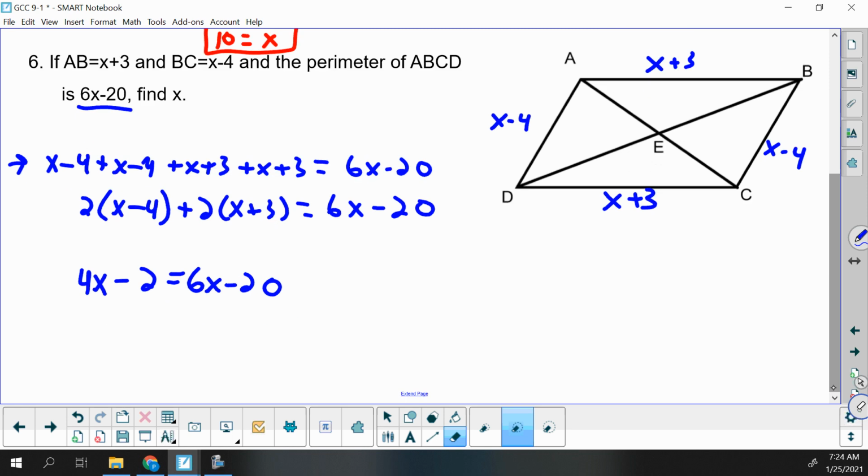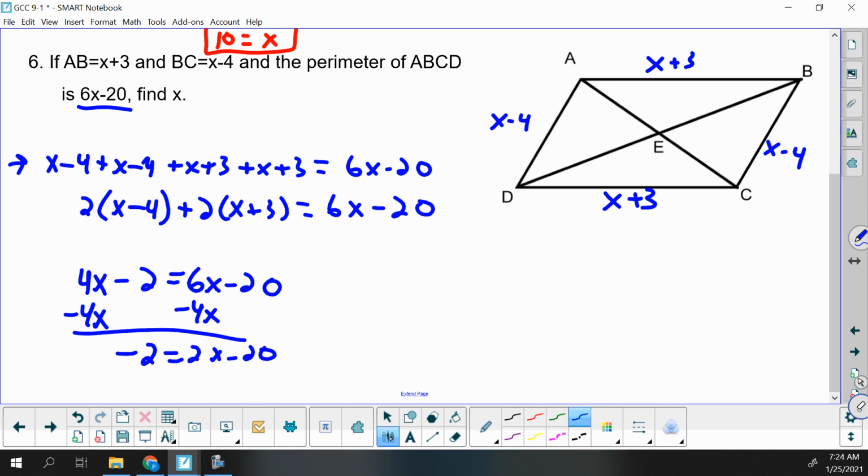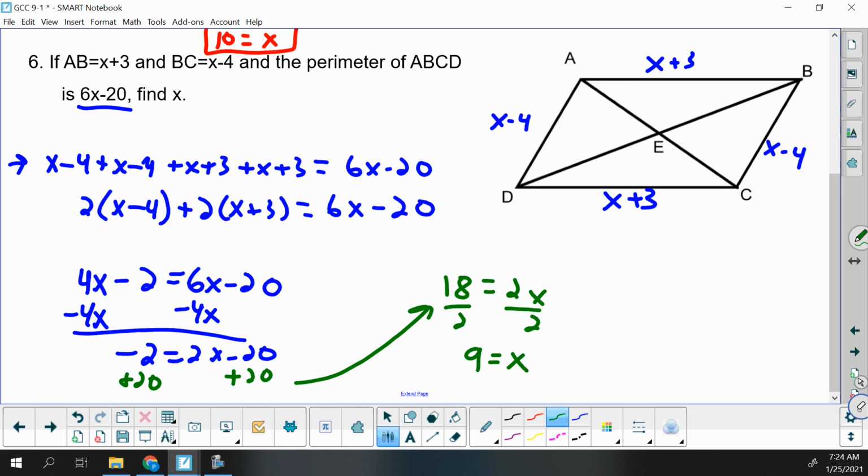Maybe we'll get the x's over on the right. So we'll subtract 4x from both sides, giving us negative 2 equals 2x minus 20. We can add the 20 over. I'll bring it over here. That's going to give us 18 equals 2x. And we can divide both sides by 2, and that'll give us 9 equals x. Reread the question. That's what they wanted us to find, so we are good.